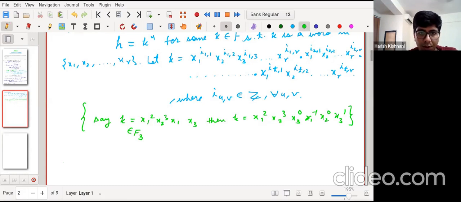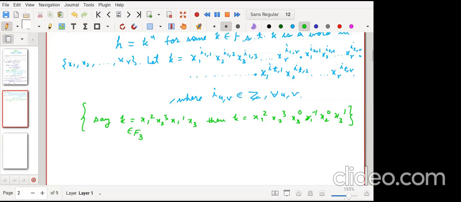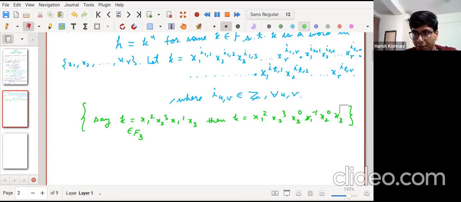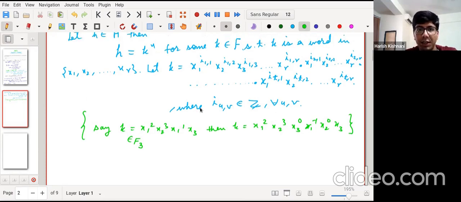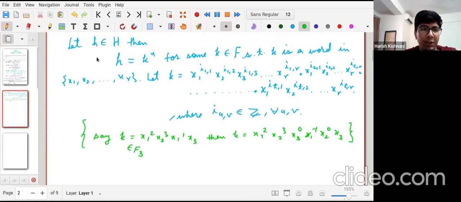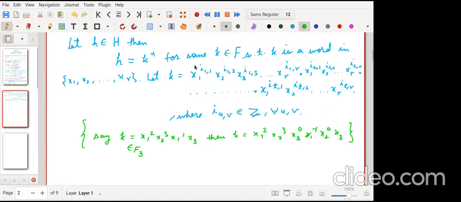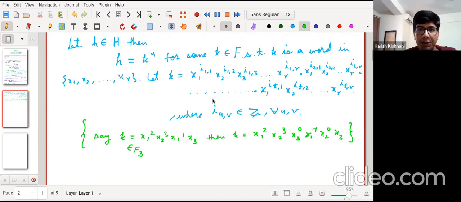So x1 dash can be replaced by x1 inverse. Here it is x1 inverse, not dash, let's follow that. Shalini, is it clear right now? Up to now, it's clear. Yes, sir, clear.